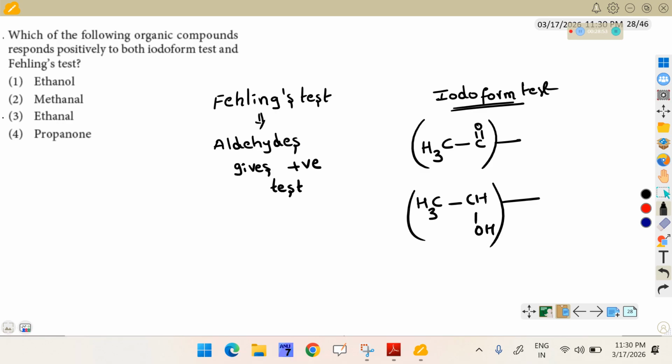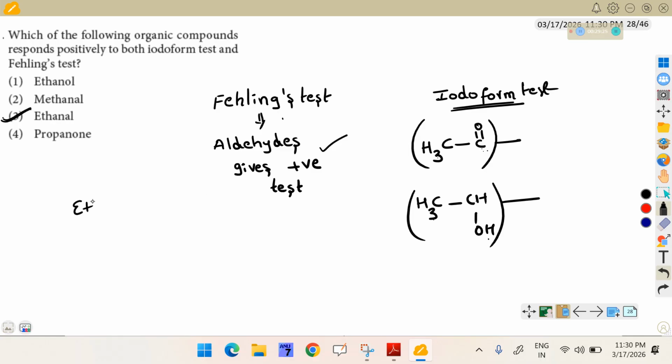Which of the following organic compounds responds positively to both the iodoform test and Fehling's test? Which gives Fehling's test? Aldehydes give Fehling's test. Which gives the iodoform test? A methyl carbonyl compound or methyl ketone, or an alcohol with the general formula CH3CHOH, gives a positive iodoform test. You can take the third option, ethanol.